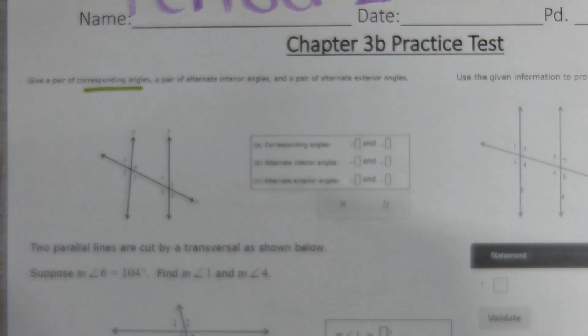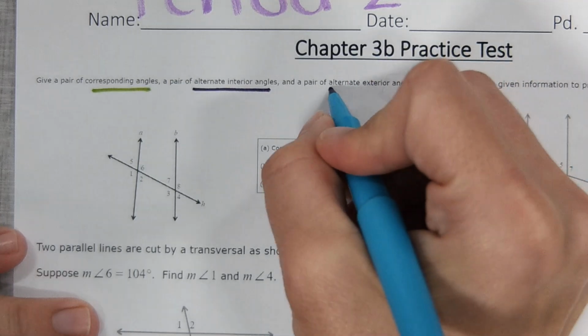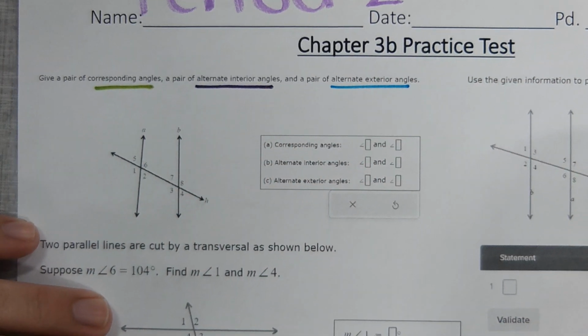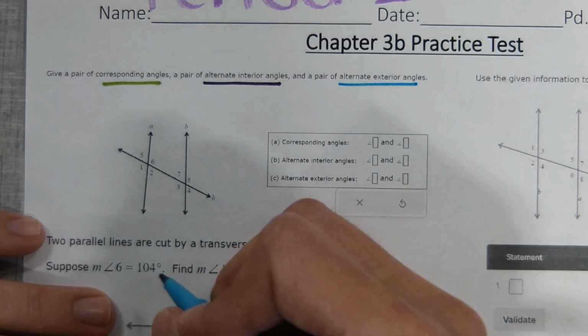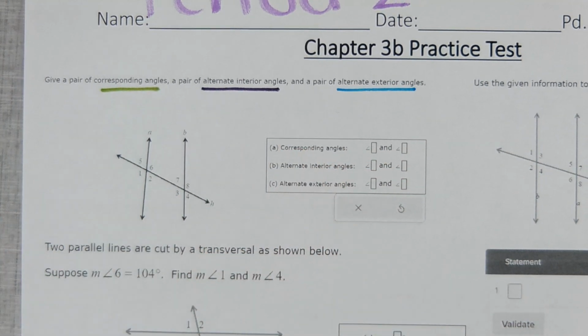Okay. So the first question here says, given a pair of corresponding angles, alternate interior angles, and alternate exterior angles using this image here. I'm going to use colors too. So you just have to choose a pair of corresponding angles to start with. Of course, there are actually 4 sets of corresponding angles, and you only have to put down one.